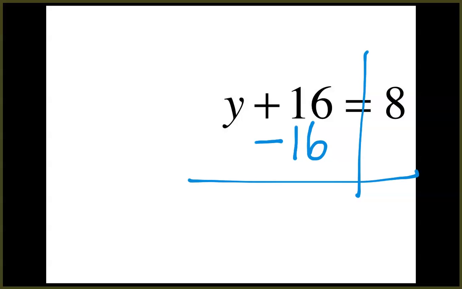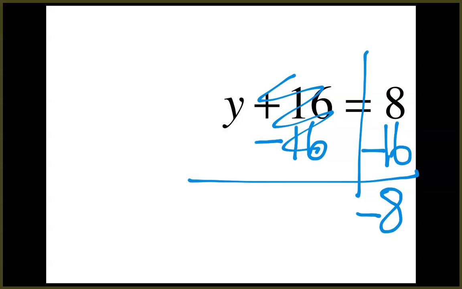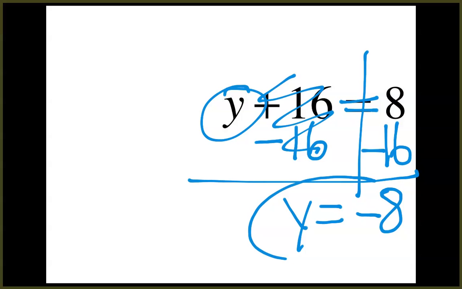But, got to keep it balanced. So, I'm going to subtract 16 over, oh, that's interesting. Are you allowed to have negative? No, yeah, I guess so. 8 minus 16 is negative 8. 16 minus 16 is nothing. So I'm going to have y equals negative 8.